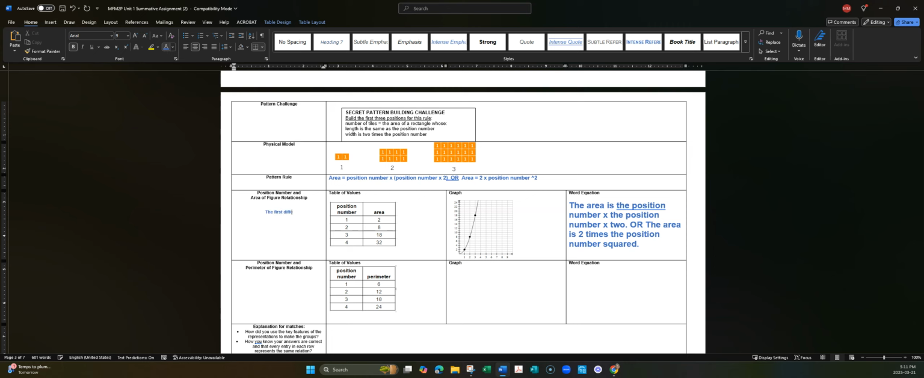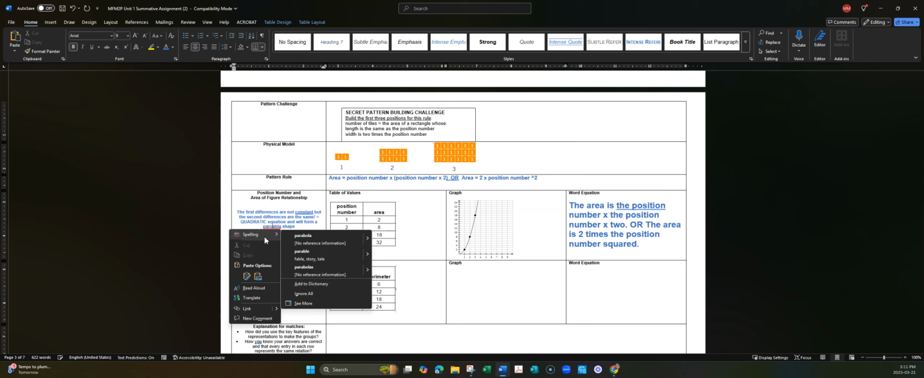The first differences are not constant, but the second differences are the same. That equals, it's a quadratic equation, and will form a parabola shape. And if I could spell parabola right there, I just got to type it right.